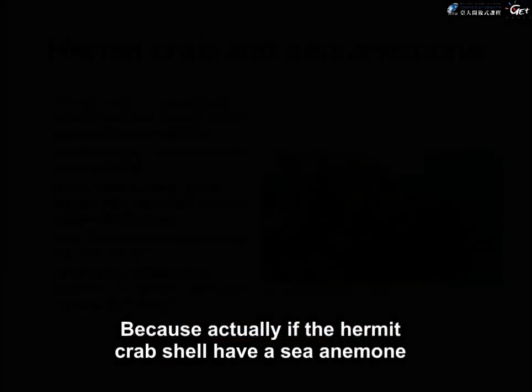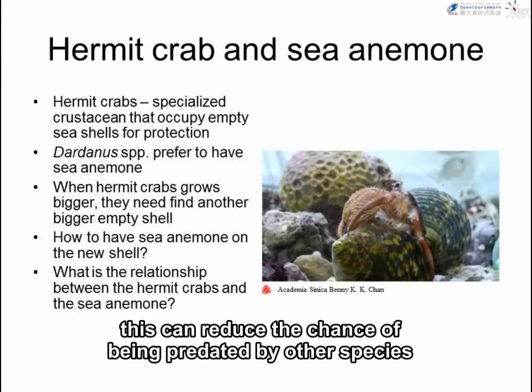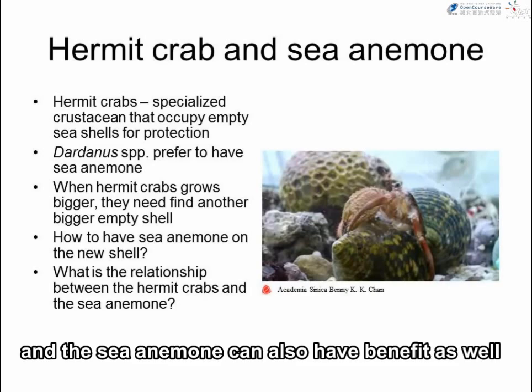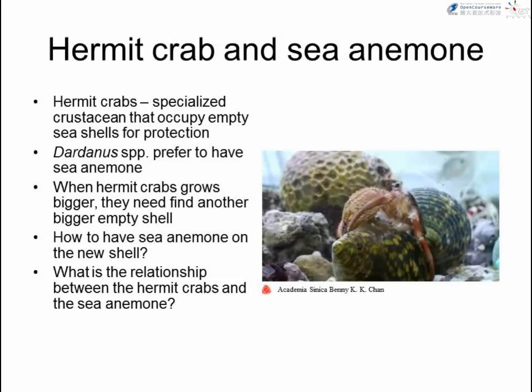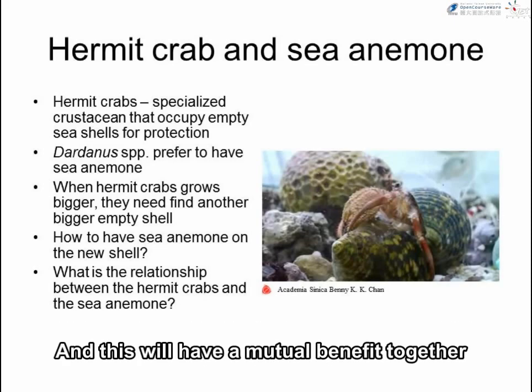If the hermit crab shell has a sea anemone, this can reduce the chance of being predated by other species. And the sea anemone also benefits, because it can be carried around to a lot of other places by the hermit crab, so this is a mutual benefit.